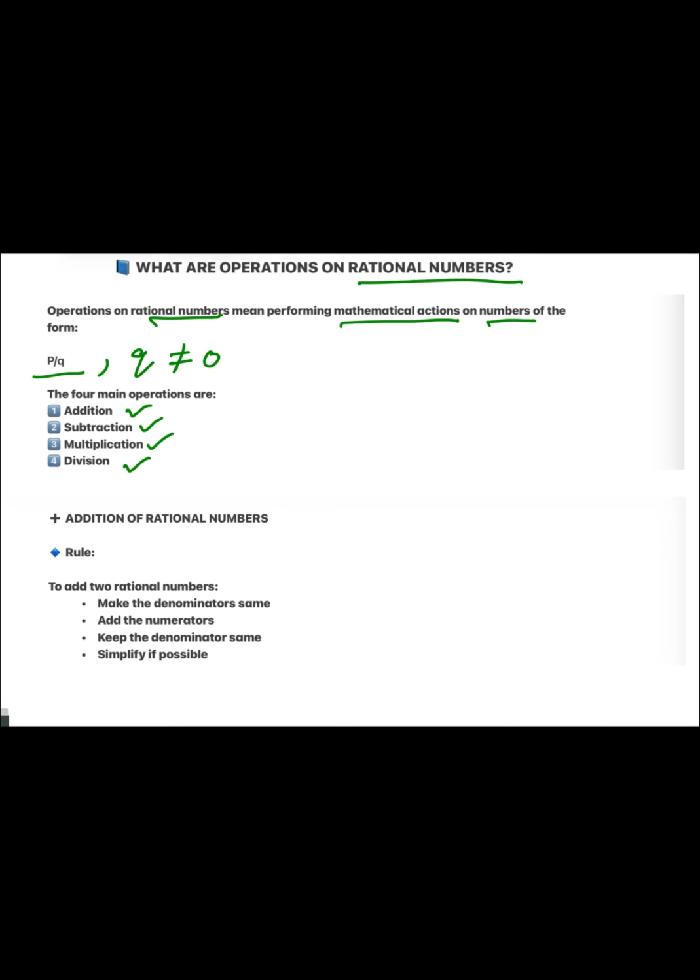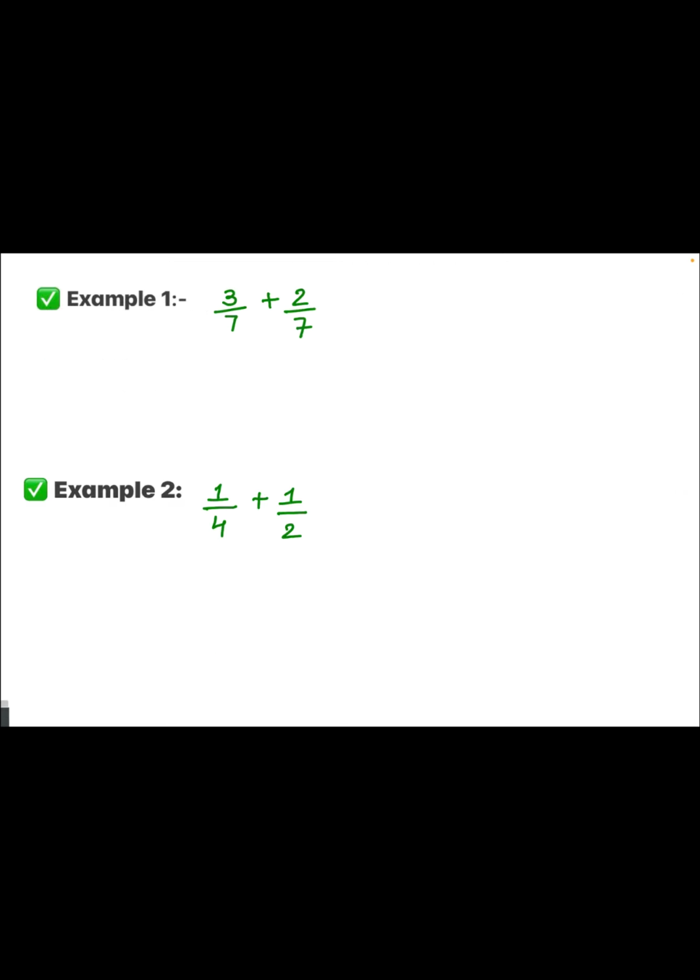First of all, we will do the addition of rational numbers. There are some simple rules that we need to follow while performing addition of rational numbers. To add any two rational numbers, first make the denominators same, add the numerators, keep the denominators same, and simplify if possible. So students, let's take an example.